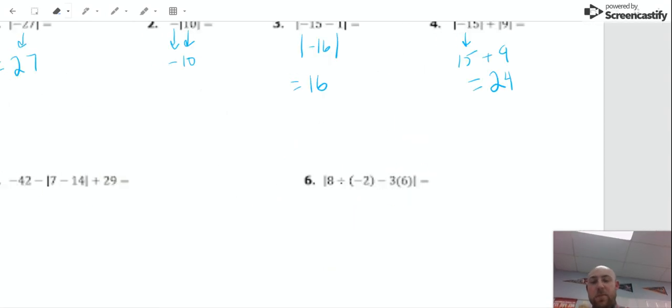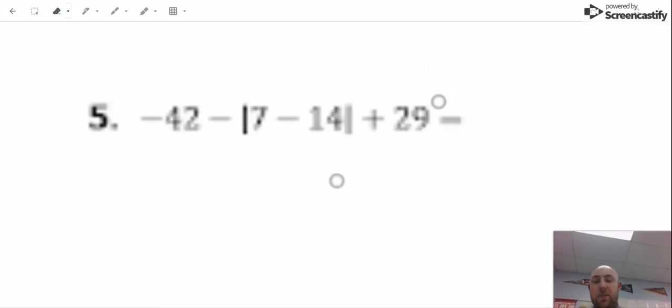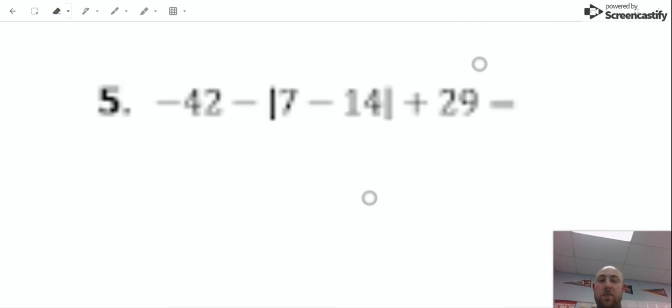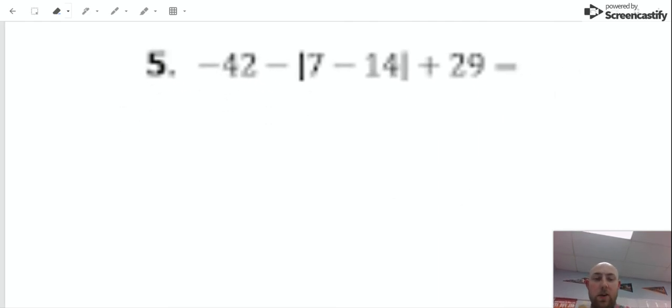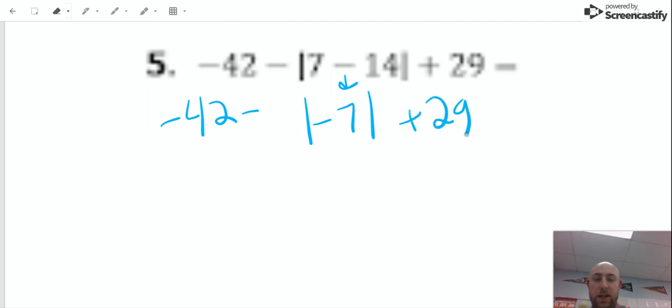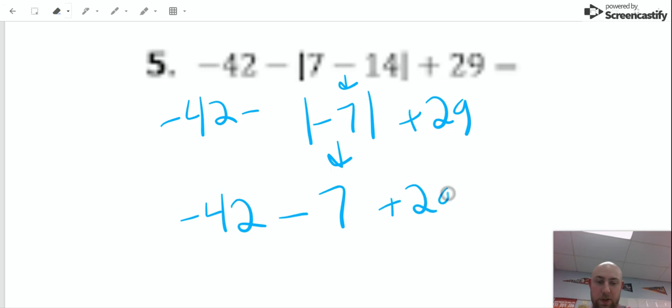Now, I will try to make it more complicated because I am a terrible person like that and want to make you do some work. So I will give you some longer things where we got multiple problems to do. So we got the negative 42 minus, this is going to turn into the absolute value of negative 7 plus 29. So we know that this is going to turn into positive 7, so negative 42 minus 7 plus 29.